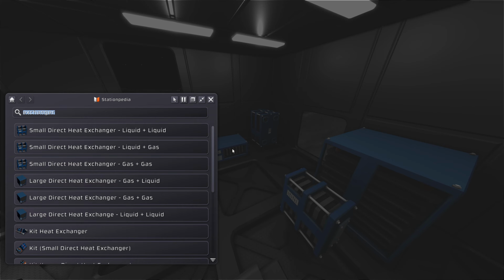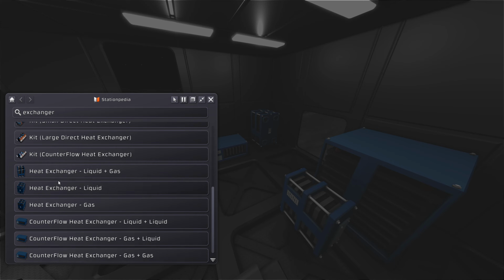And of all of these, we have the variation liquid-liquid, liquid-gas, and gas-gas. So we have this heat exchanger, and then down here we have this one and that one. That's all of them. Let's see how they work.